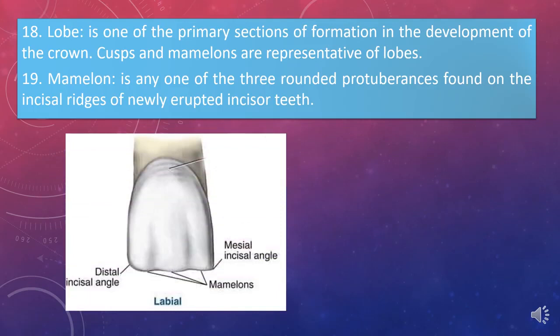Loop is one of the primary sections of formation in the development of the crown. Cusp and mamelon are representative of the loop.